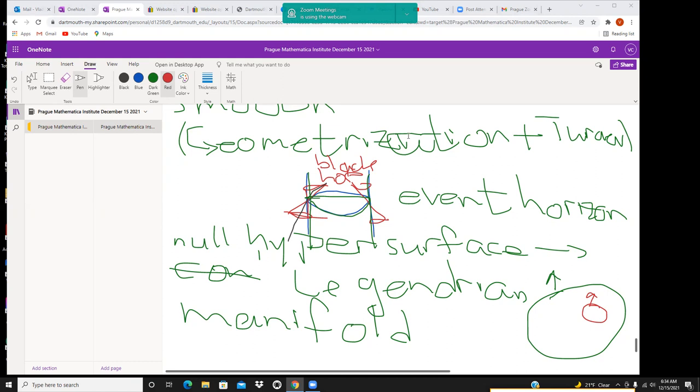So when you say this Legendrian linking for black holes, do you use only the Lorentzian structure, or do you actually impose some sort of Einstein condition? I impose what kind of conditions? Einstein condition on the metric. No, I do not impose any Einstein conditions on the metric.